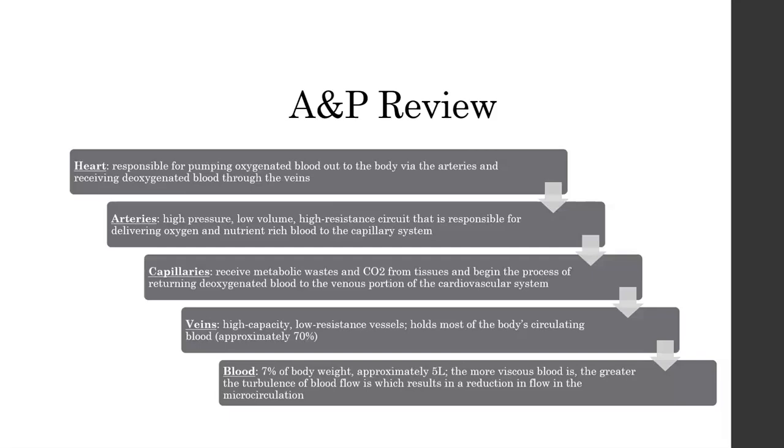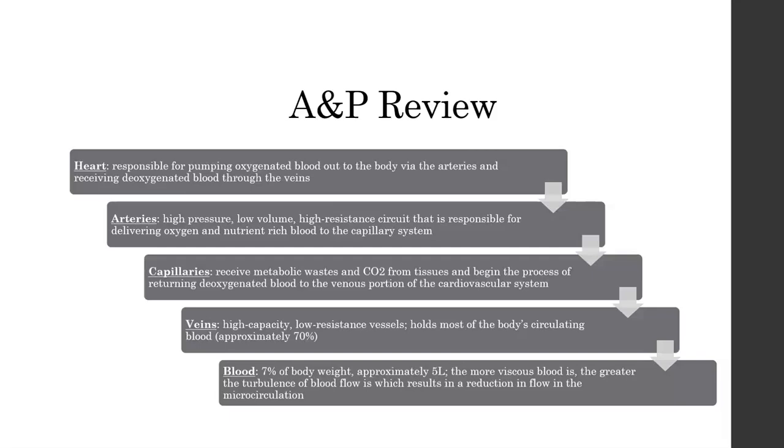We then move on to capillaries, and those receive metabolic waste and carbon dioxide from our tissues and begin the process of returning that deoxygenated blood to the venous portion of the cardiovascular system. These are exchange vessels that are composed of low pressure, thin-walled microscopic vessels that allow for easy passage of hormones, nutrients, and oxygen to the target tissues.